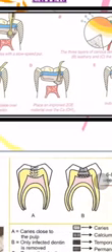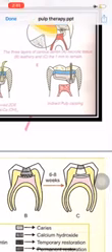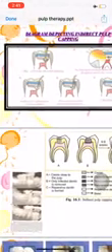While in photo C we can see calcium hydroxide placed over the carious dentin, and in photo D an improved zinc oxide eugenol material placed over the calcium hydroxide, Dycal. While in E we can see the indirect pulp capping procedure as the final procedure.